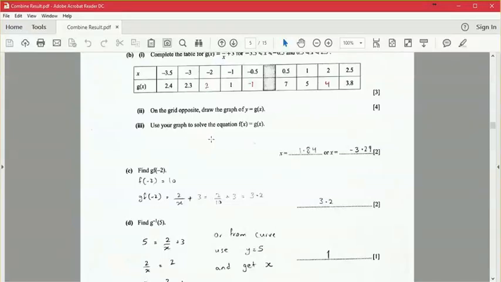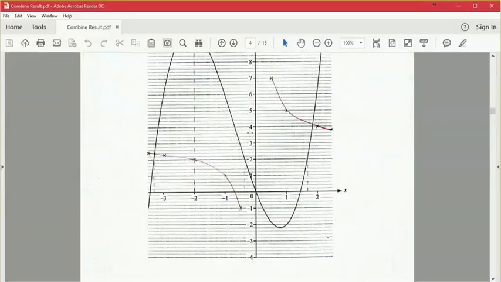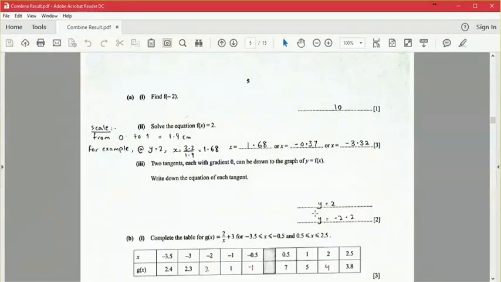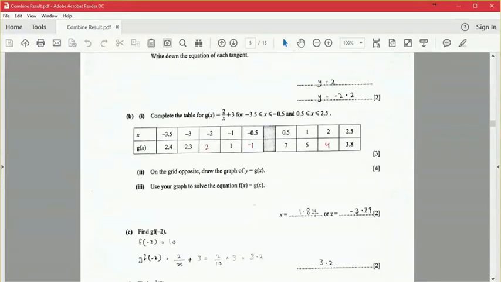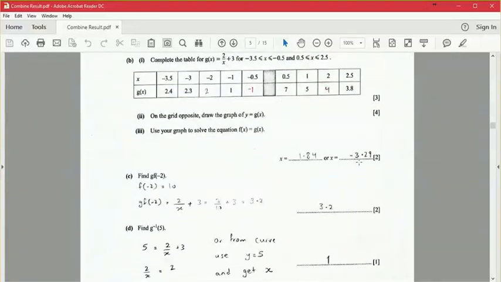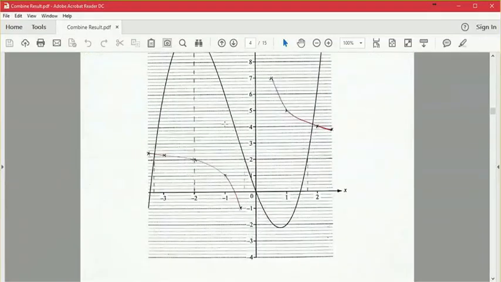Then use your graph to solve the equation f of x equals g of x. We'll look where the two graphs meet. The two curves meet at this point, which is about 1.84. This one here, 1.84. And the second one is -3.29. This one here, -3.29. And remember to use the scale to get accurate answers.